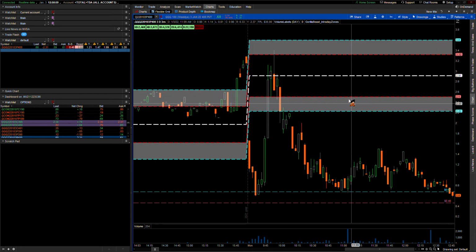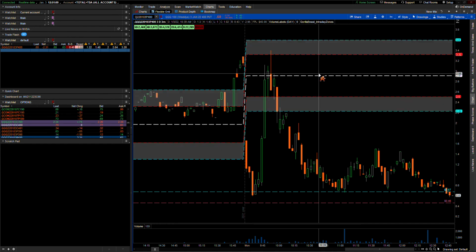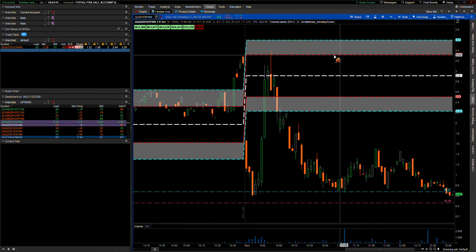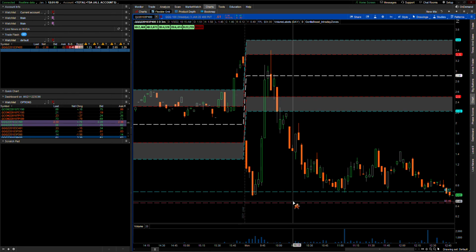It basically plots a lower zone that is meant to normally be support, an upper zone that is normally meant to be resistance, and a midline. These levels all become important throughout the day. That's kind of why it's our intraday beast levels. I've marked the beast for this option down here. This is the QQQ 400 put that some of us played this morning.